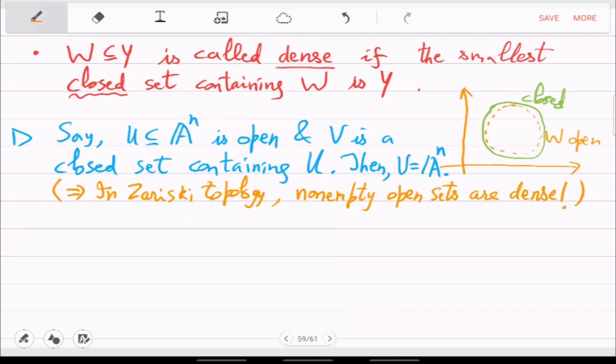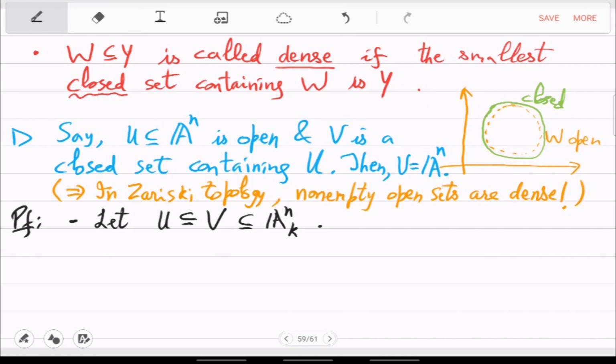Okay, so every open set, if you include the limit points, you will get everything. That's what we want to show. So by hypothesis, you have U contained in V. U is open, V is closed. And K also will assume, K will always assume to be algebraically closed. K is equal to K bar.